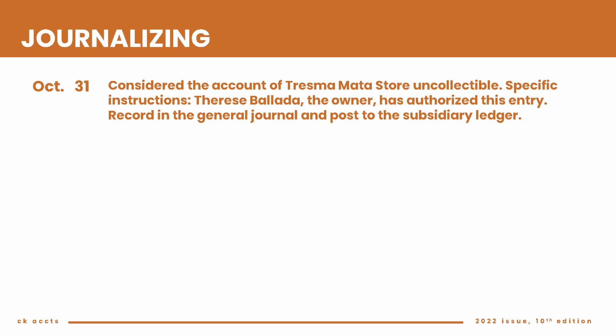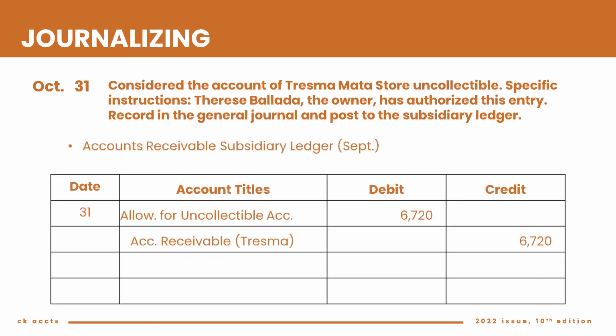The next one, we have October 31, consider the account of Tres Mamata Store uncollectible. So, in specific instructions, Tres Balyada, the owner, has authorized this entry. Record in the General Journal and post the subsidiary ledger. So, for this one, i-record daw siya sa General Journal. So, meron na tayong key point na agad na dapat dito siya sa General Journal.